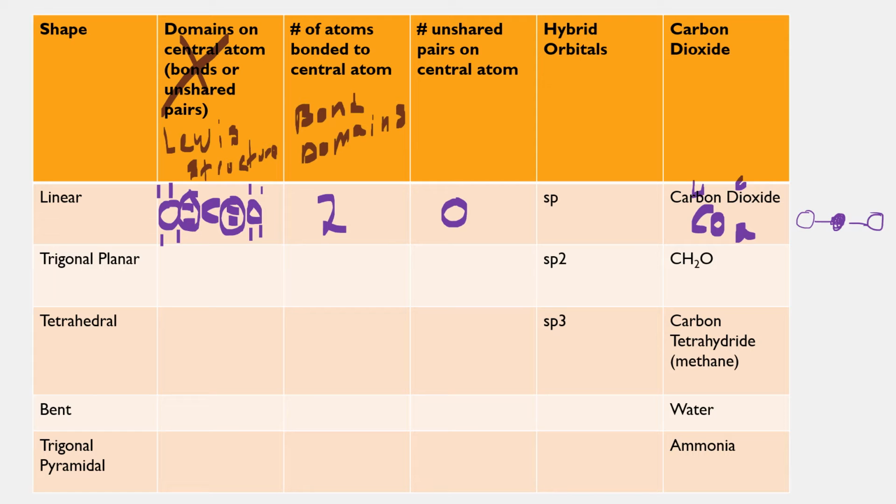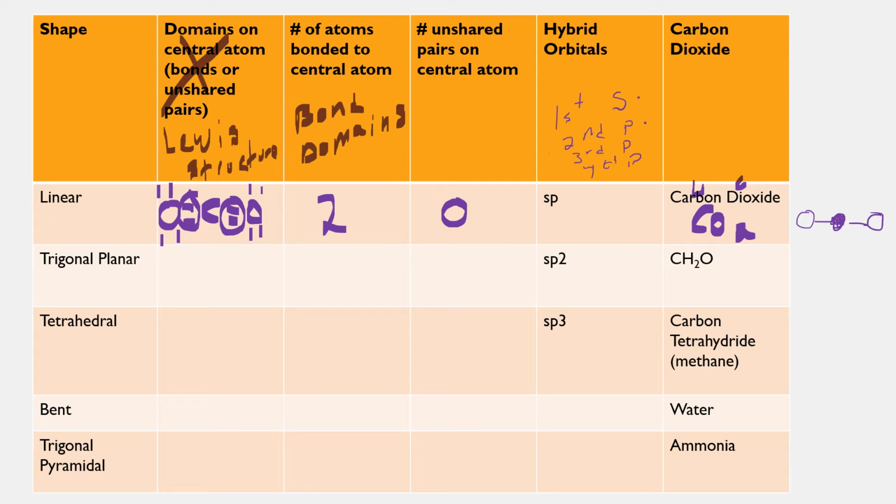Now let's talk about its hybridization. Since we have 2 domains, we always call the first domain S, and then any domain after that is going to be P. So the third domain would be P, the fourth domain would be P, and so on. Since we have 2 domains, we have an S and a P. So our hybridization is simply sp.